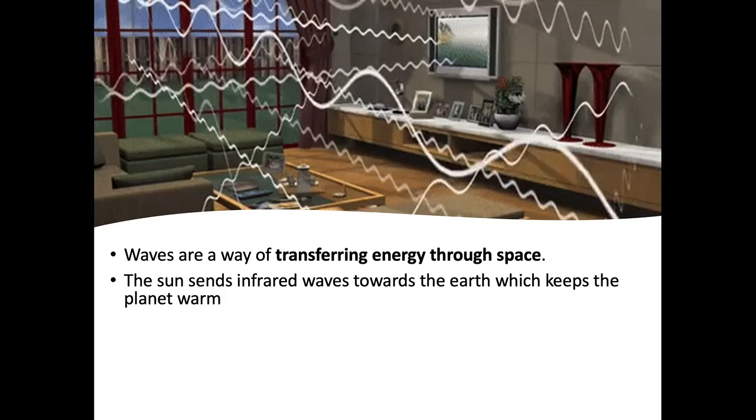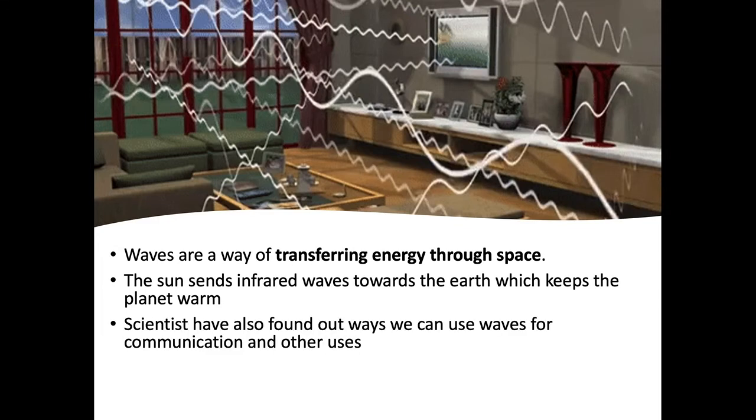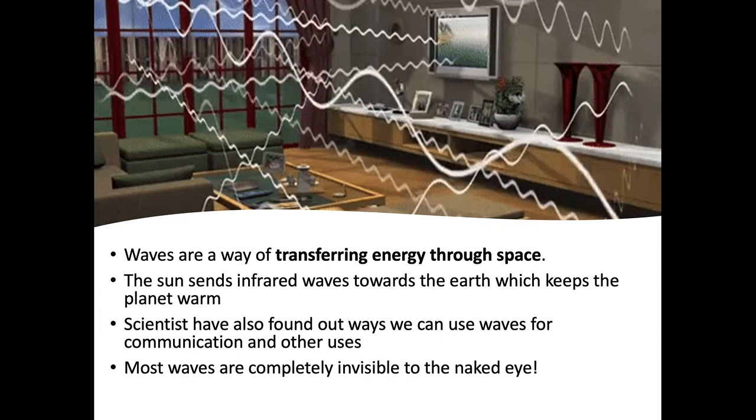So waves are a way of transferring energy through space. The sun sends out infrared waves, which we'll talk about a little bit later, towards the Earth, which is how the planet is kept warm. So there are natural ways that waves are used to transmit energy, but there are also ways that scientists have found that they can manipulate and use waves for communication or for other uses like your cell phone and remote controls. So most waves are completely invisible to the naked eye.